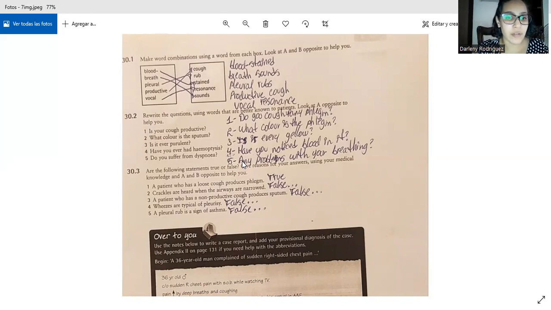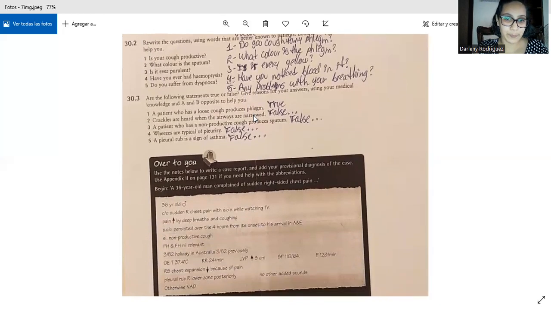Number 4. Have you ever had hemoptysis? Have you noticed blood in it? Number 5. Do you suffer from dyspnea? Any problems with your breathing? Point 3. Are the following statements true or false? Give me reasons for your answer using your medical knowledge.